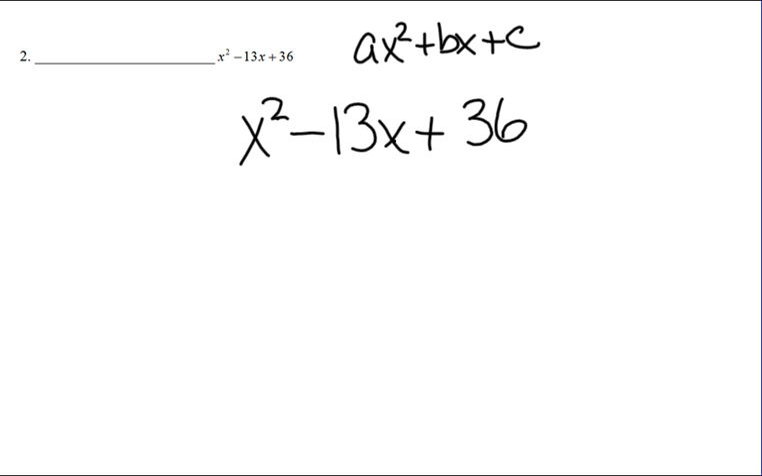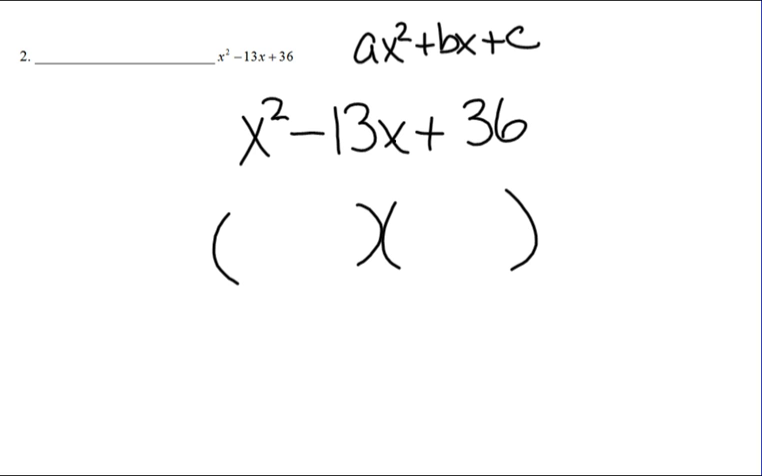So what I'm doing is I'm asking myself, if I did a FOIL and I had the first two multiplied together and the last two multiplied together on the outside and the inside, what numbers would be there so I can get x squared minus 13x plus 36?